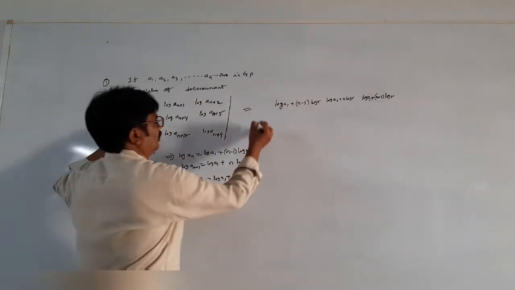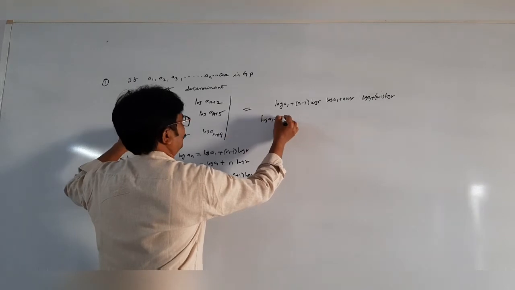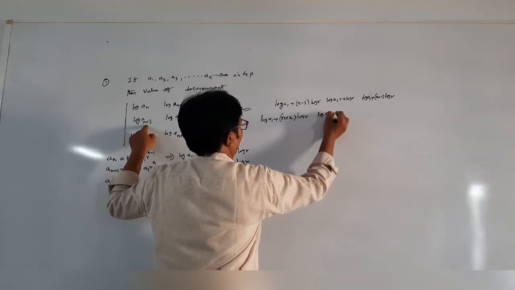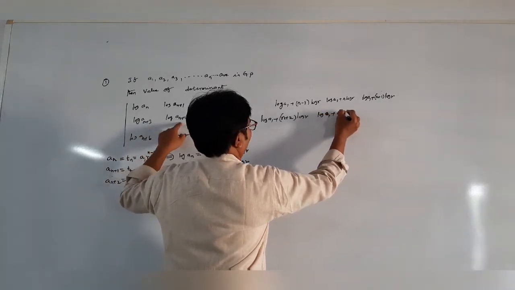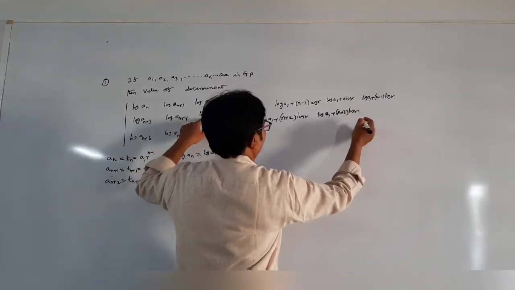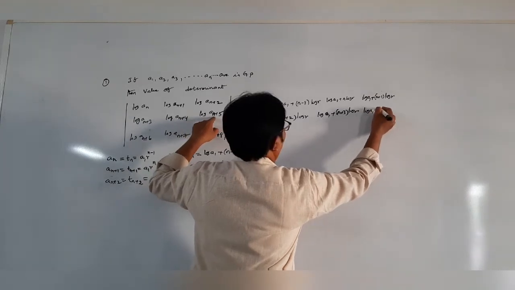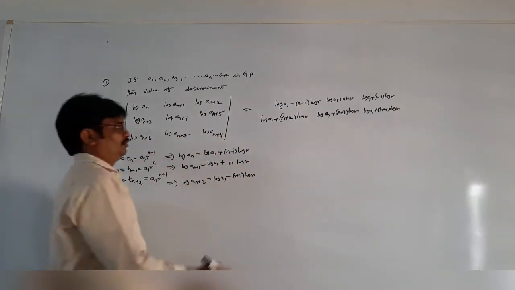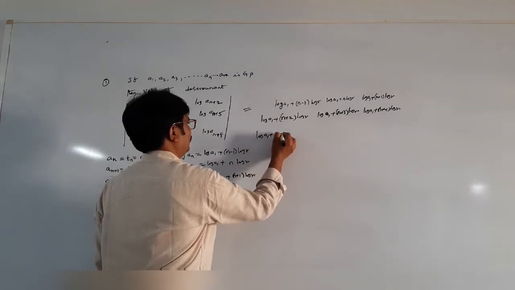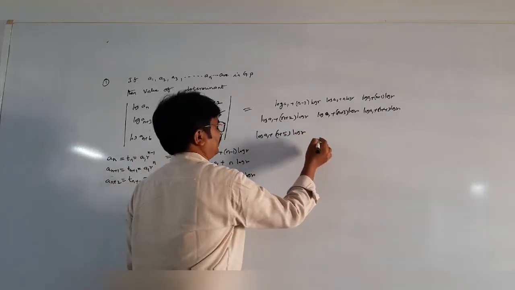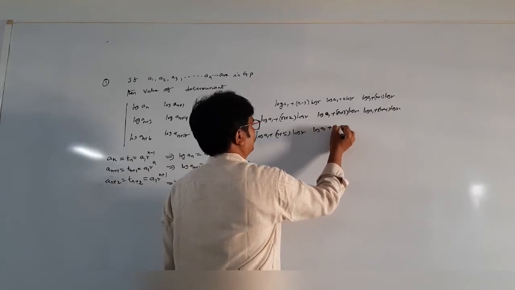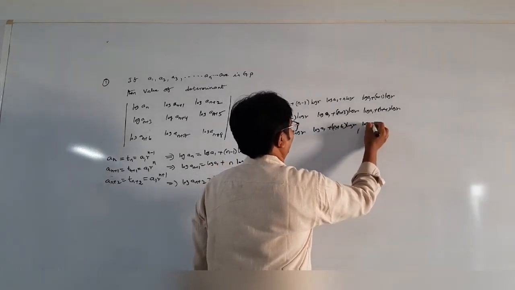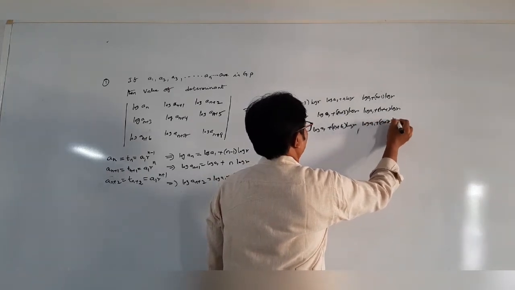Now log A1 plus n plus 2 log R. Next one, log of A1 plus n plus 3 log R. Next, log of A1 plus n plus 4 log R. Now this is log of A1 plus n plus 5 log R. Next one, log of A1 plus n plus 6 log R. Next one, log A1 plus n plus 7 log R.